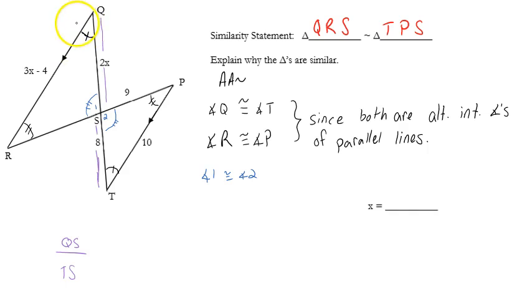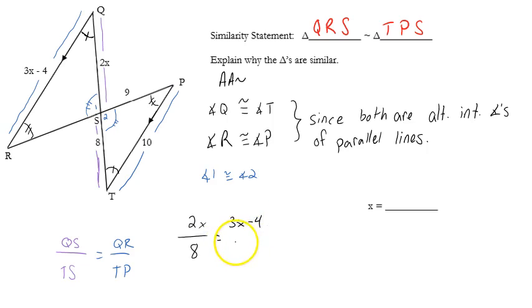And then similarly, I know this side length is QR, so this is going to be equal to QR over TP over 10. QR corresponds to TP. So that's what I'm comparing. That's the proportion I'm using. Now I can just substitute in the side lengths I know. I know that QS is 2x over TS, which is 8, is equal to QR, which is 3x minus 4, over TP, which is 10.